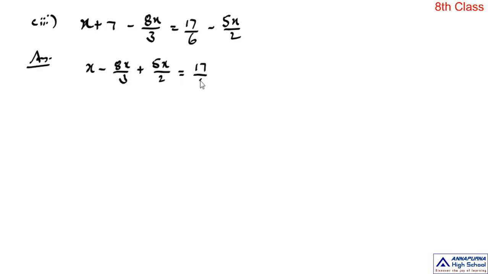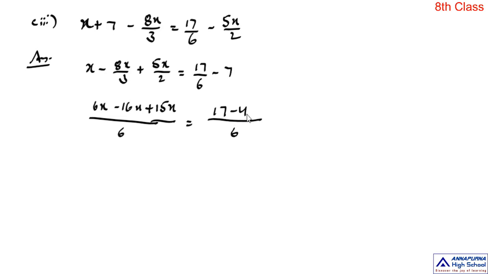It is equal to 17 by 6, and plus 7 is transposed to the right side, it changes to minus 7. Find the LCM of all the denominators. 6 is the LCM, and the numerator is 6x minus 16x plus 15x is equal to, here the LCM is 6 and the numerator is 17 minus 42. So 6x minus 16x plus 15x, it is equal to 5x by 6 is equal to 17 minus 42, minus 25 by 6.